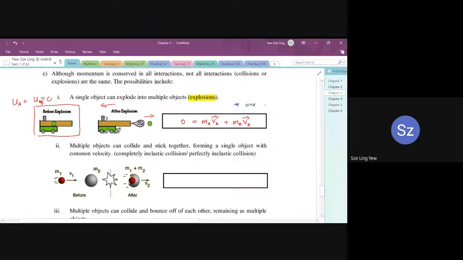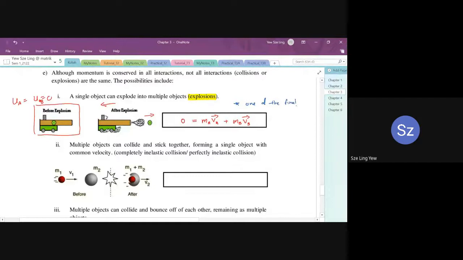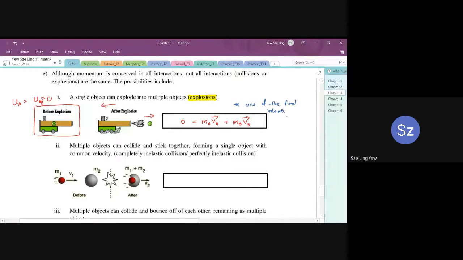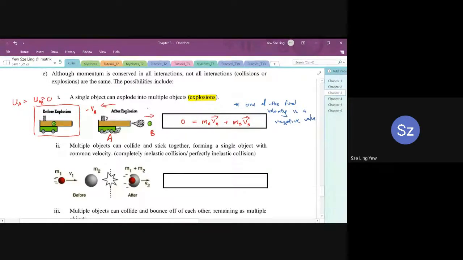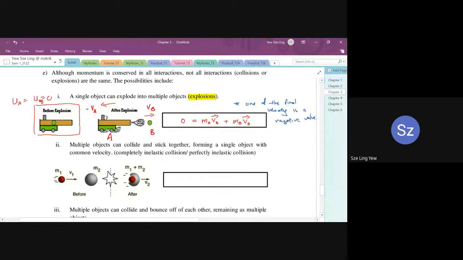one of the final velocities is a negative value. So how do I know which one is negative? Now you look at the diagram. Let's say I'm going to call the machine A, so this is A, and then this is B. So my VA should be negative, and then my VB is a positive value. When you substitute the magnitude into the equation, you need to take into consideration the direction.